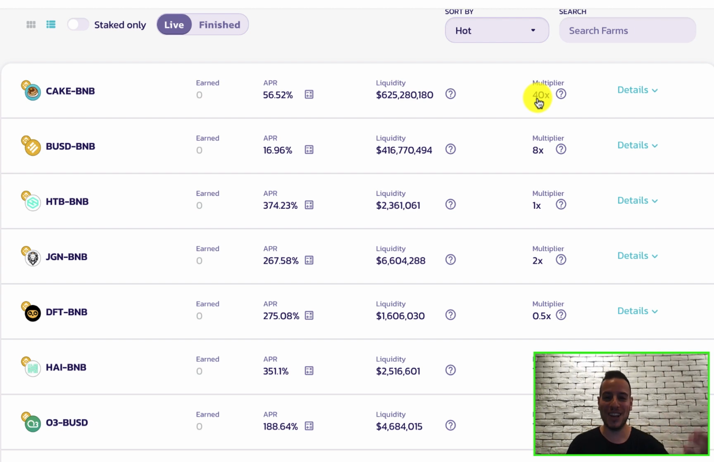The multiplier is much higher for this farm, because they want more and more people to provide liquidity for CAKE and BNB. So when people swap CAKE and BNB, they will get their trade at a better price. The slippage will be lower.